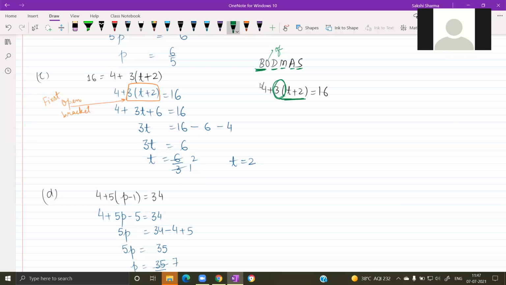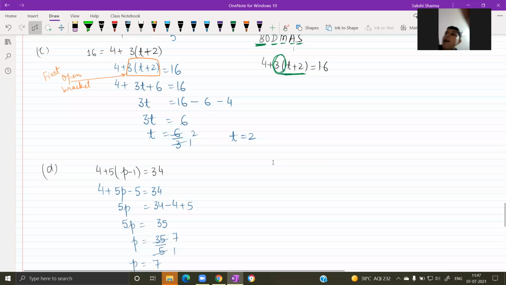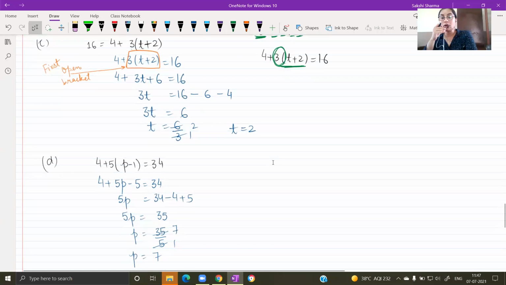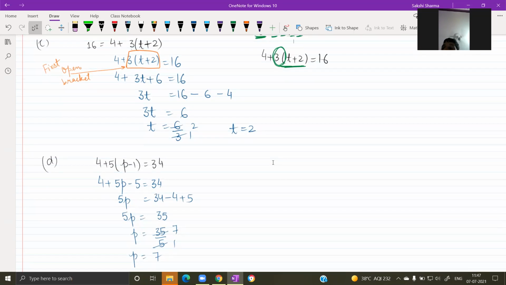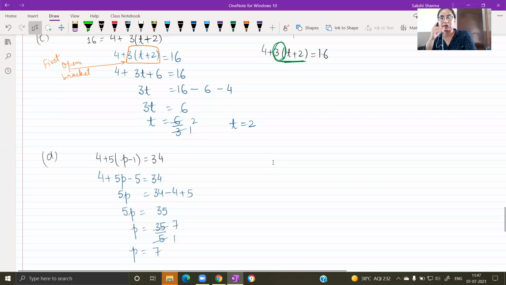Ma'am, in questions D and E, my B is something different. You have solved it differently. Is your answer the same? That's fine, completely fine, but do share it when I post the homework so that I can look at it and see if it is correct.